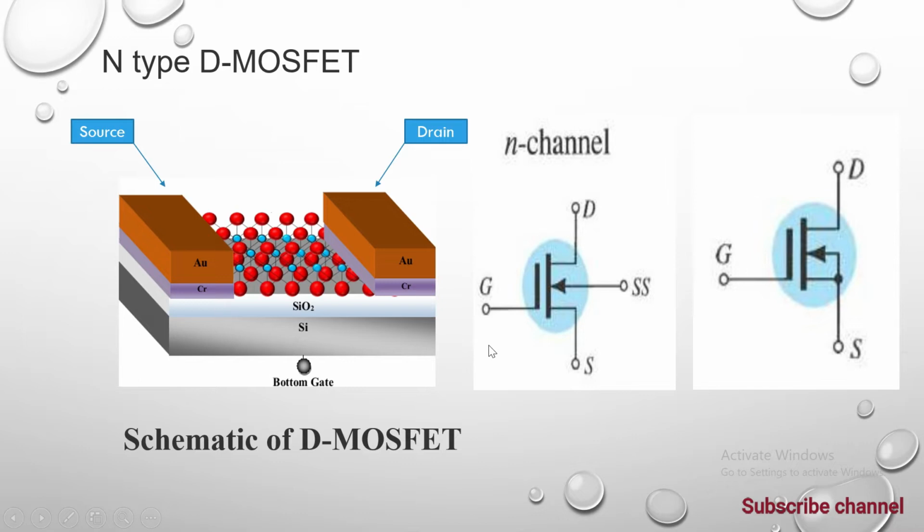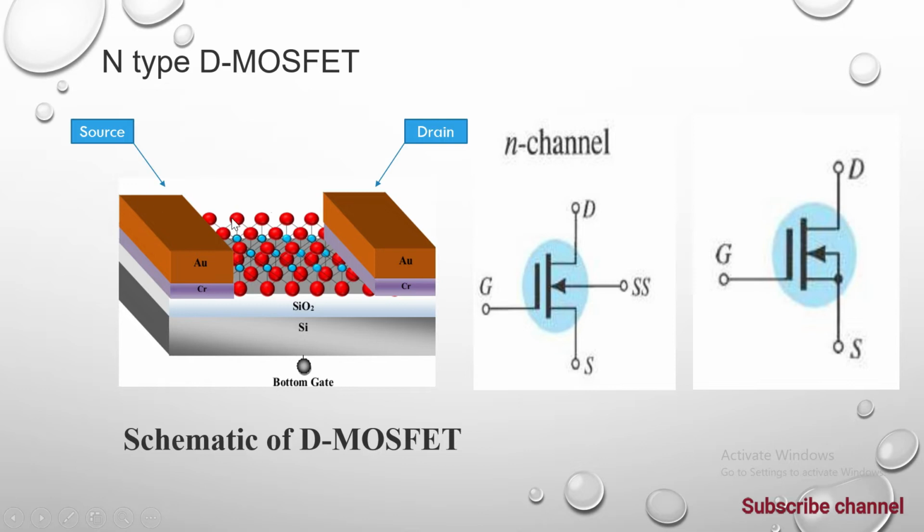Here is an n-type D-MOSFET, which is depletion type MOSFET, and we can see the channel material is present between source and drain. And this is silicon dioxide layer, and the whole arrangement is placed on silicon substrate. We have chosen here a bottom gate in this schematic diagram.